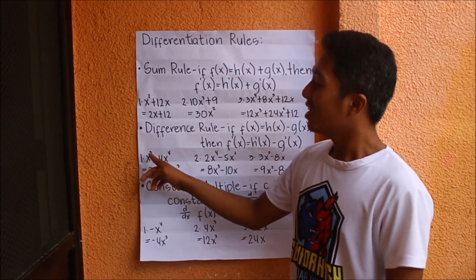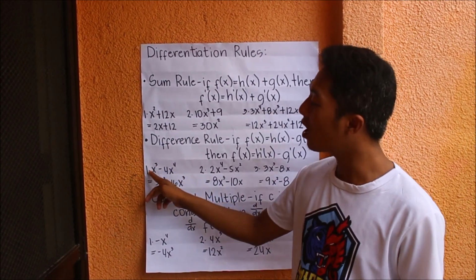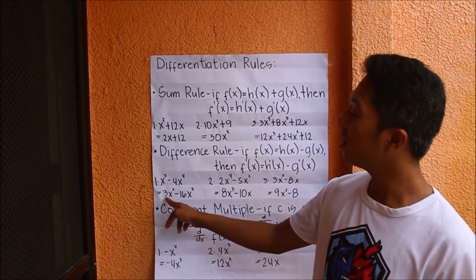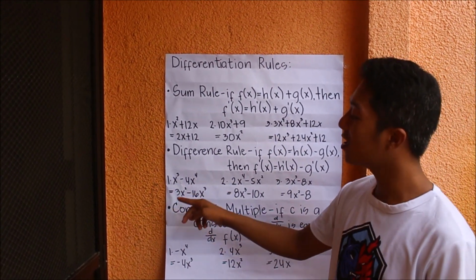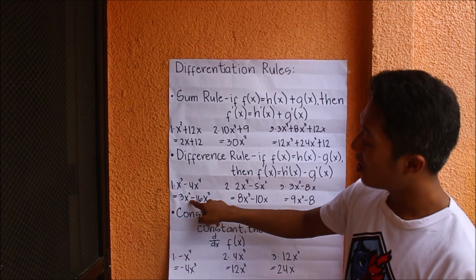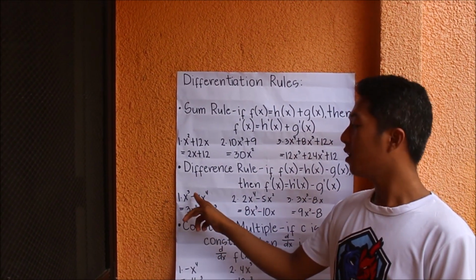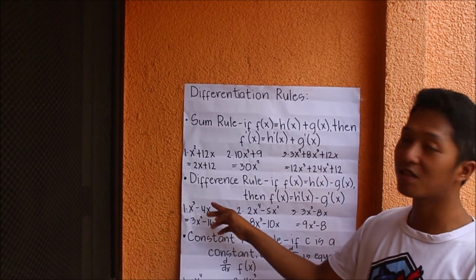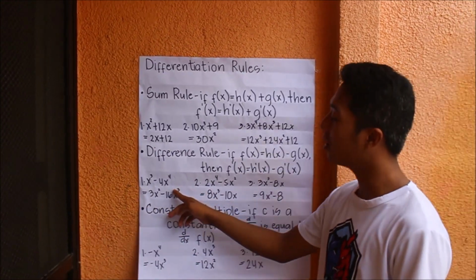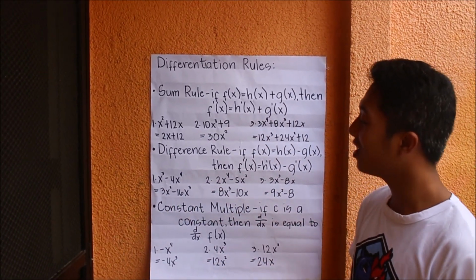The exponent 3 times the imaginary 1, so it will be 3. Then the exponent minus 1, so 3x squared. Then minus 4x, the exponent of 4 and the 4. So 4 times 4 equals 16, and the exponent minus 1, it would be cubed. So 3x squared minus 16x cubed.